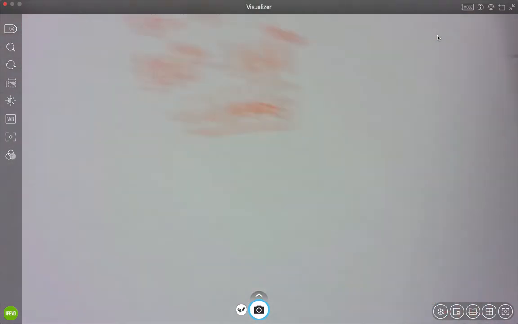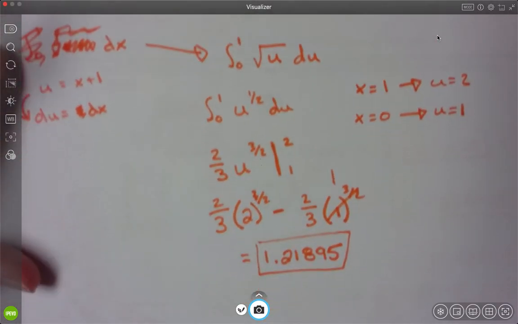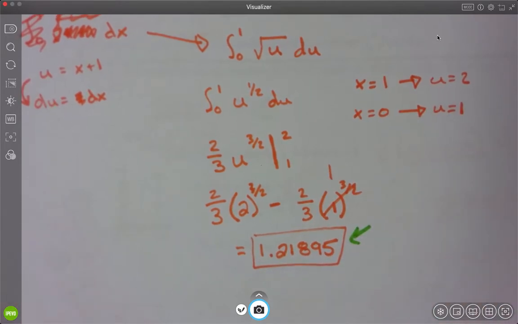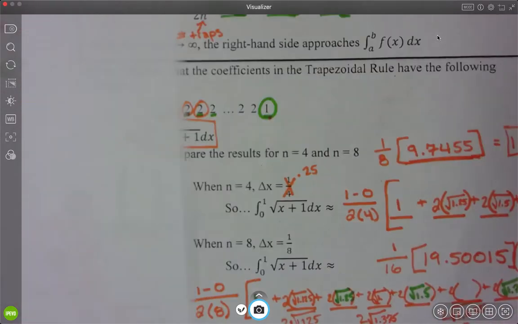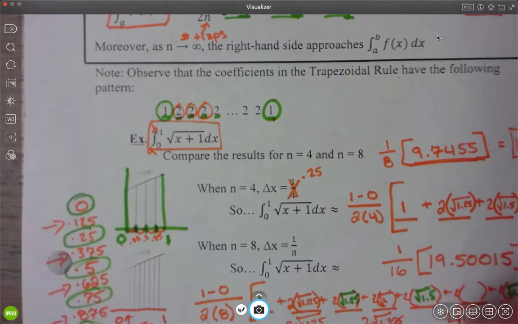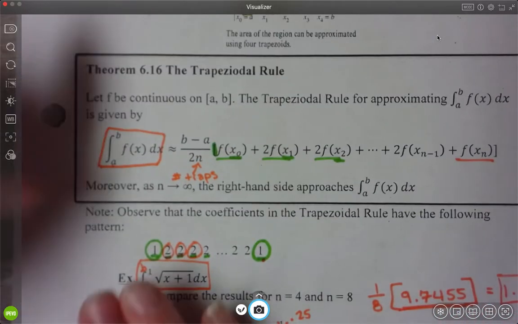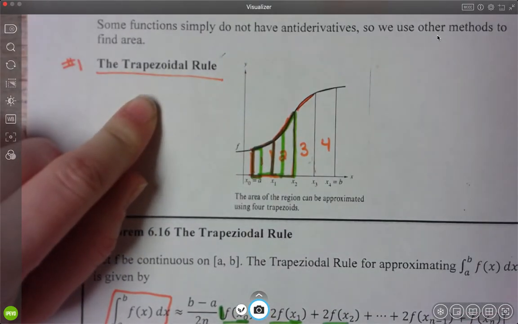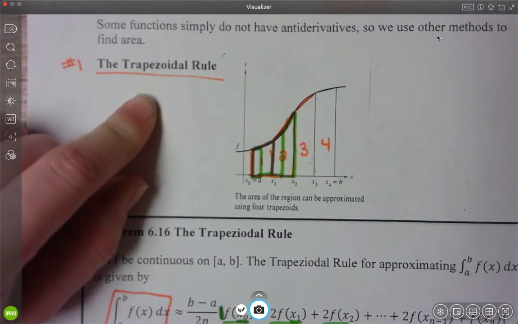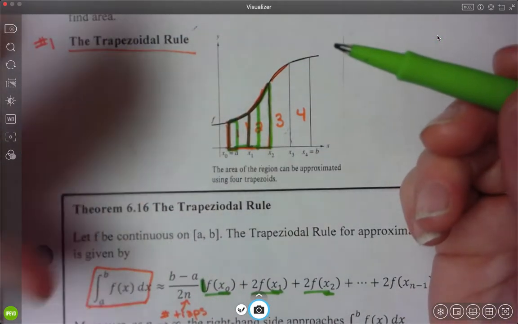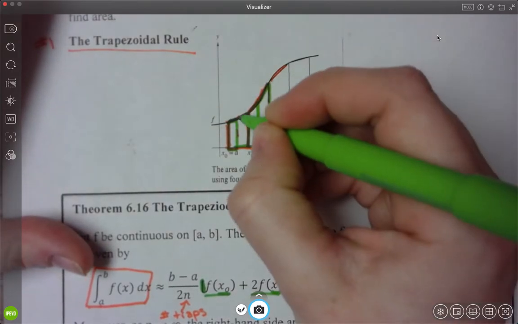I did that on a separate sheet of paper here, so we do know what the exact antiderivative should be. This is the exact answer. So we're going to compare that with the answer that we got for the trapezoid rule, and compare that with the Simpson's rule and see which one in this particular case works better, okay? Sometimes with different functions, the trapezoid rule will end up being more accurate. Sometimes the Simpson's rule will be more accurate. It just depends on what type of function you're talking about.